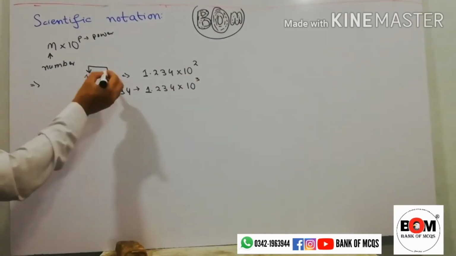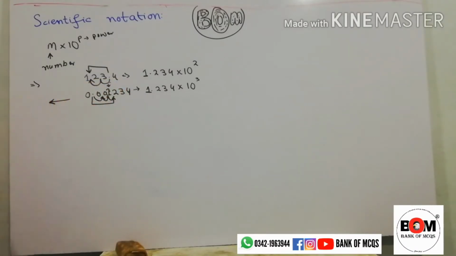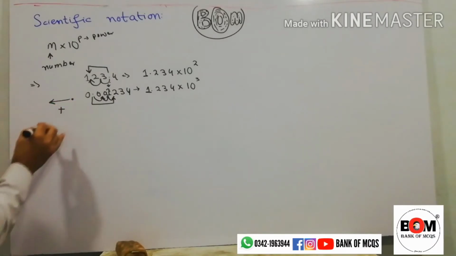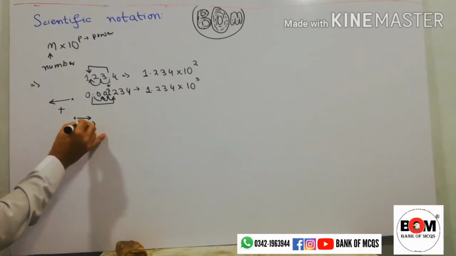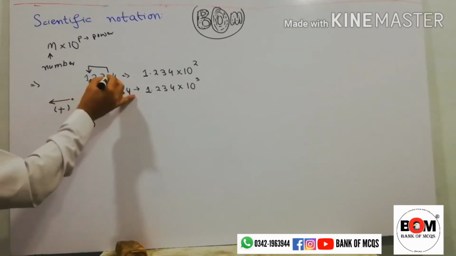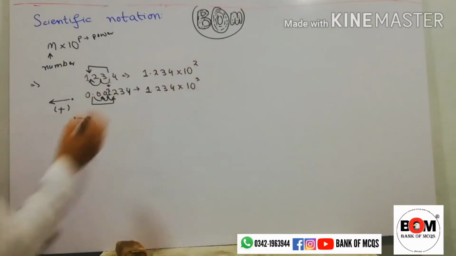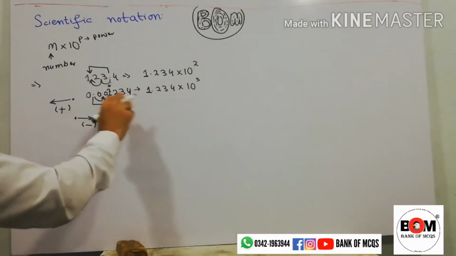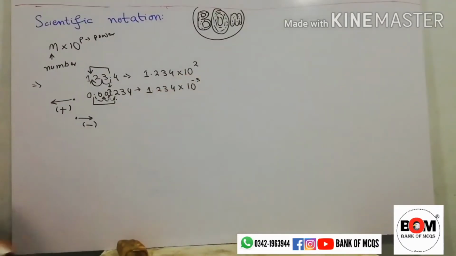Now when the decimal moves towards the left side, the power will be positive, and if the decimal moves towards the right side, then the power will be negative. So in this case the decimal moves towards the left, so the power is positive 2, or simply 2. In this case, as the decimal moves toward the right side, the power will be minus 3. So this is the point.